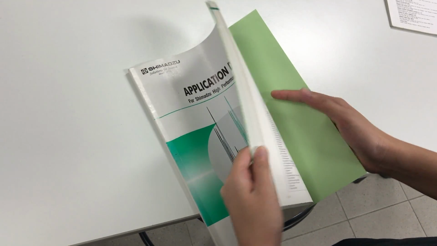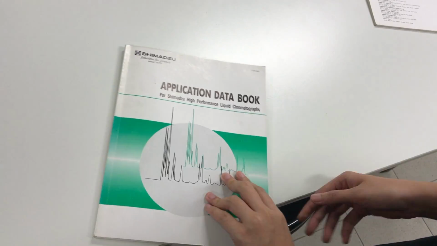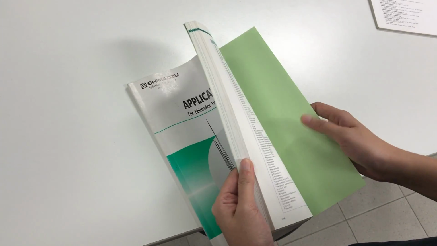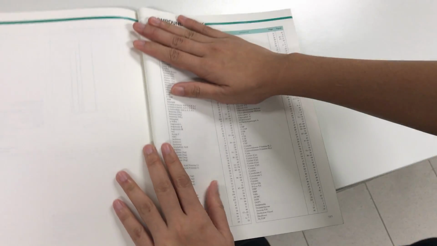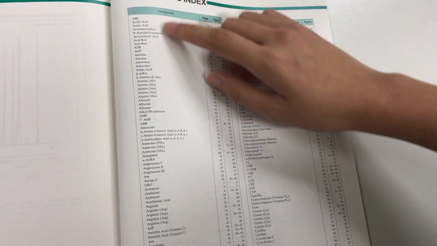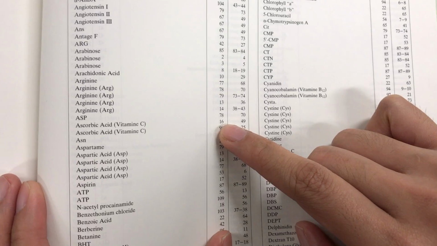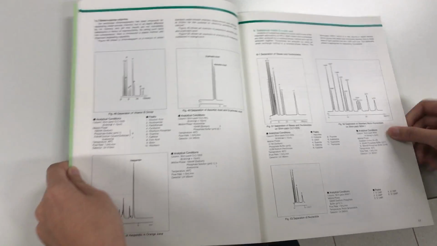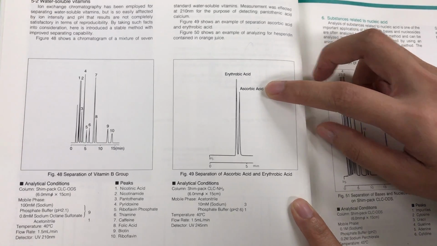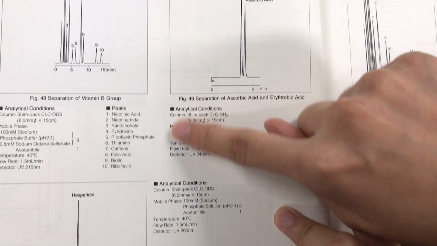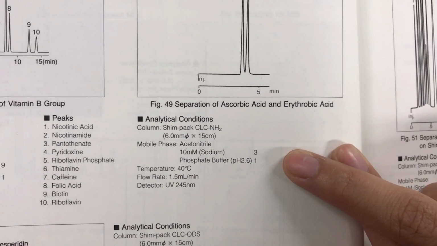If you don't know what parameters to use for your sample, look for this book, which can be located right beside the GC, the gas chromatography machine. Go to compounds index, and in this case we are interested in ascorbic acid. Go to page 16, and you'll be able to see the graph. So this is the ascorbic acid peak, and these are the conditions that you need for running the HPLC.